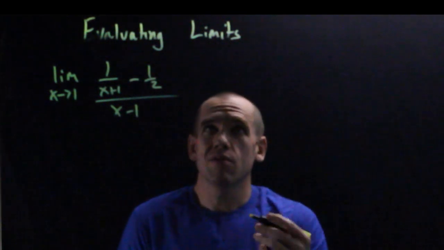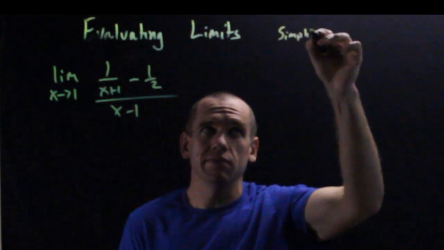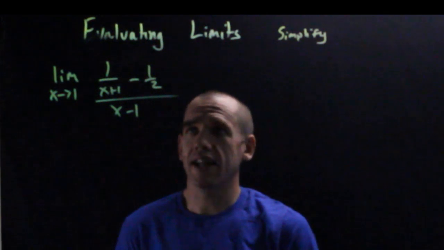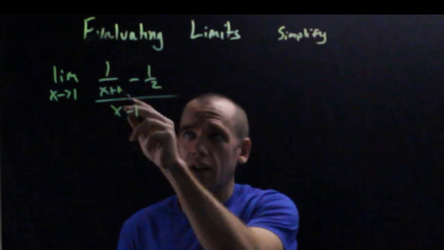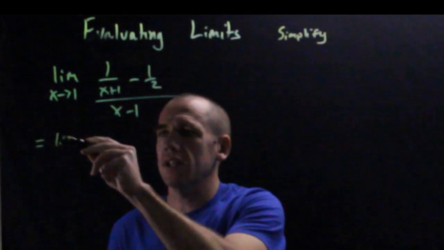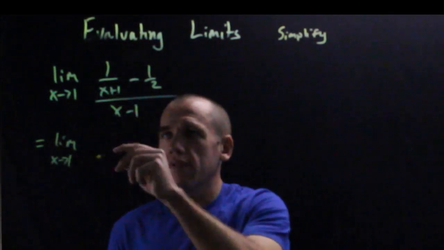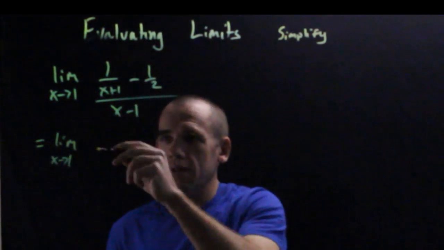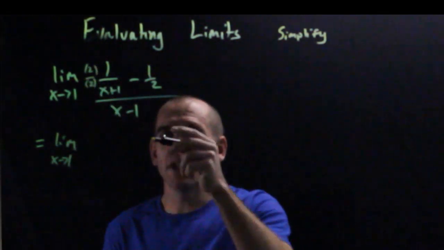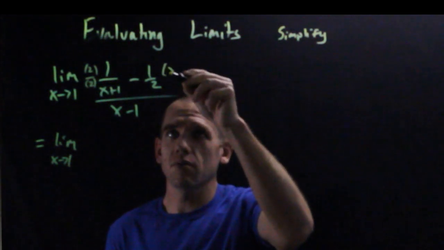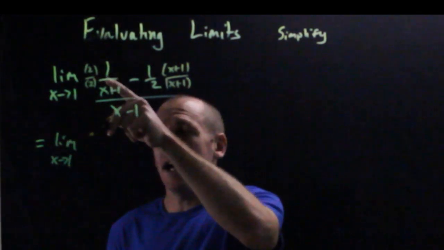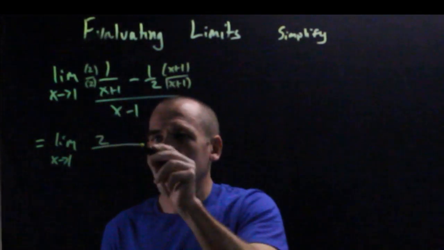But one thing I can do is I can just simplify that thing, right? So I've got this big, long, complex fraction, but it's really not that scary. First thing I want to do is get common denominators so I can add or subtract those. So this is equal to the limit as x approaches 1 of, this denominator is 2, so I'm going to multiply this term by 2 over 2, right? That's multiplying by 1, and this denominator is x plus 1, so I'm going to multiply this term by x plus 1 over x plus 1.